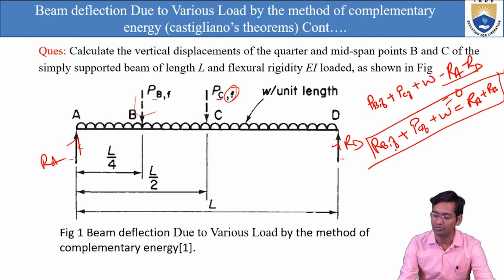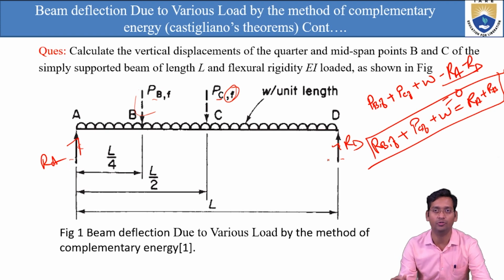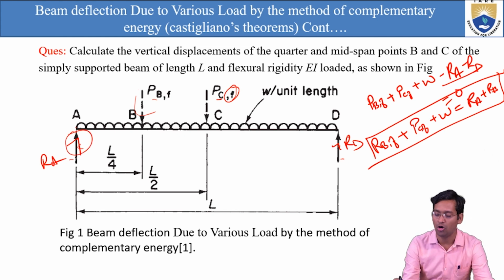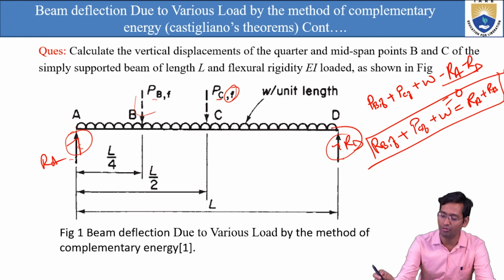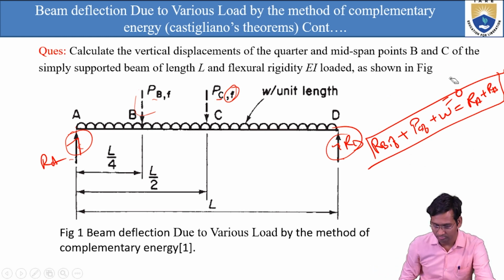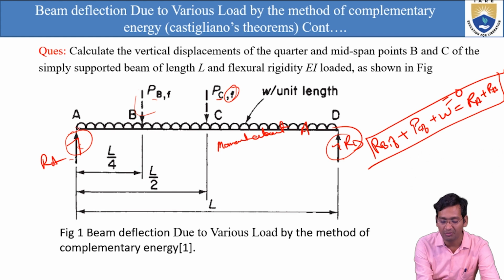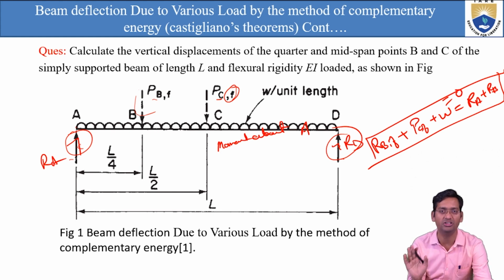Now, two unknowns are there, RA and RD, so two equations are required. For the second equation, take moment about any point. Either you can take moment about A or about D. I'm taking moment about A. At point A there is no load. So RA, what is the moment? Force into perpendicular distance. The force here is RA and the distance is 0, so RA into 0.